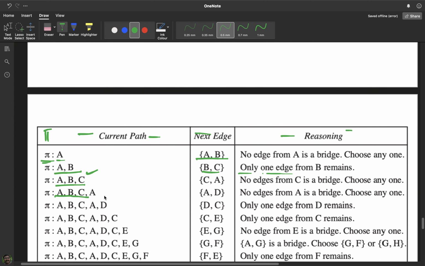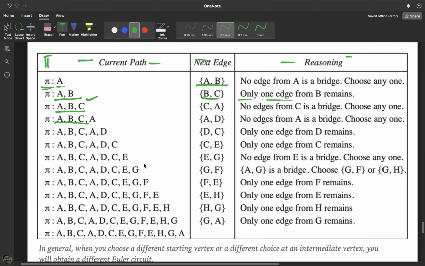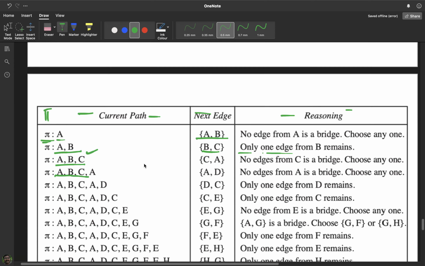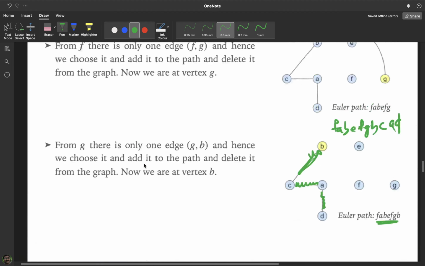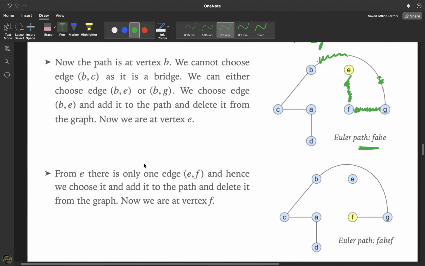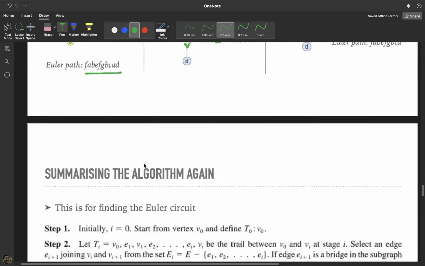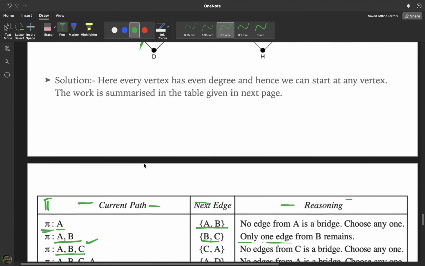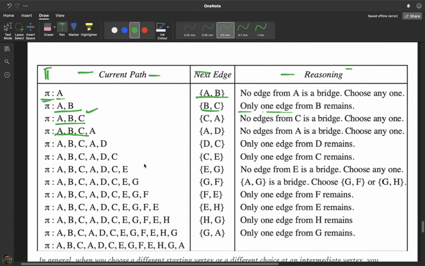From A, again you can choose other edges, and like that you can complete this table. If you want, you can use this method, or you can use the direct method where you draw the graph, but it will be a lengthy one. That is why I told you this one is sufficient. If you want, you can condense all the steps in this graph also.